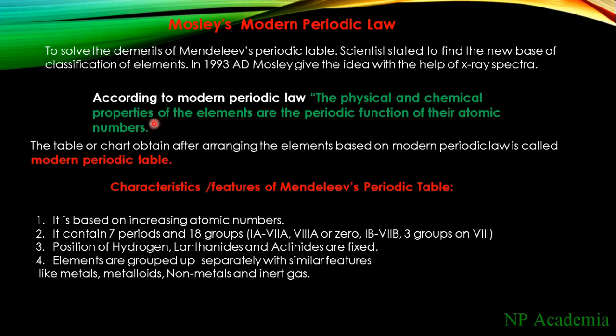Okay, here are some characteristics of the modern periodic law. We have to discuss its characteristics and advantages here. It is based on the increasing atomic number. That is one characteristic. In the Mendeleev periodic law there is atomic mass. It contains 7 periods. Period means horizontal row.